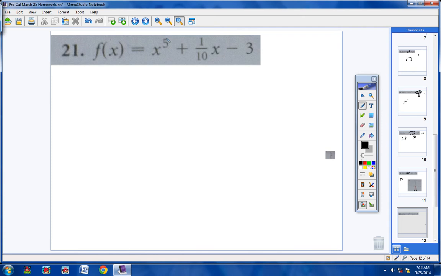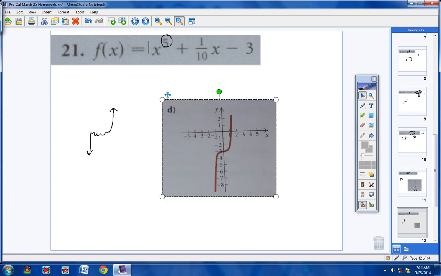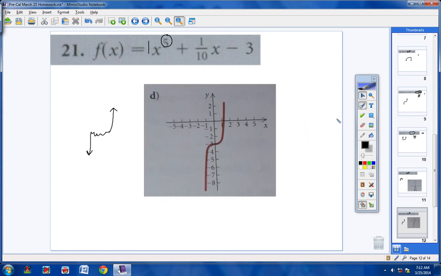All right, number 21. Notice I have an odd degree and a positive lead coefficient. Now, if you look in your notes, that means the graph will go down to the left and up to the right. Well, the only graph in your options to choose from that goes down to the left and up to the right is letter D. So the answer is D. Okay? All right, moving on.